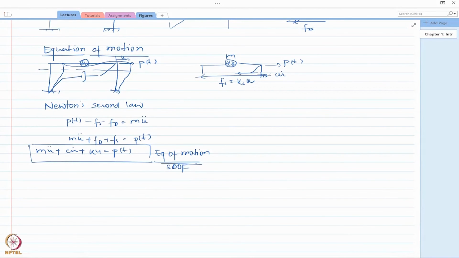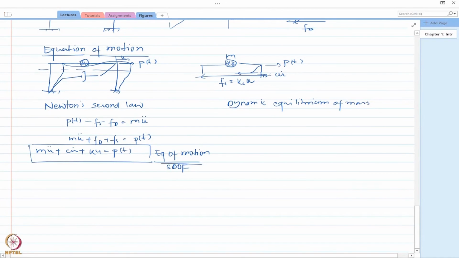There is another way you can do it, and that is basically using dynamic equilibrium of the mass. Remember, till now in your engineering mechanics you have only considered statics. You did not consider dynamic equilibrium, and here we use what is called D'Alembert's principle, which you might also know through the terminology of pseudo force. It says that if a mass is accelerating, I can apply an inertial force on the mass which is opposite to the direction of acceleration, and then solve the equilibrium of the system as a simple static problem.